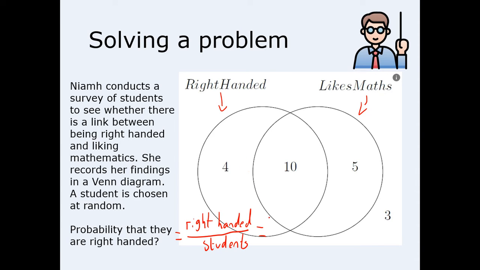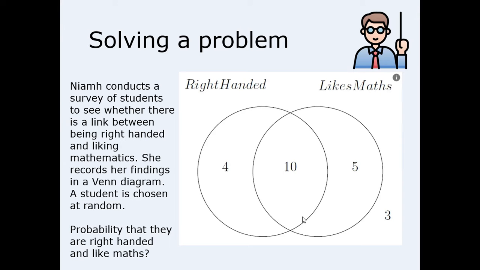So the total number of right-handed people is actually 14. The 4 people here and the 10 people here. There are 14 people in this circle. As for the total number of students, well, that's just a case of doing 4 plus 10 is 14, plus 5 plus 3. So there was actually 22 students. And so the probability that they are right-handed is 14 over 22.